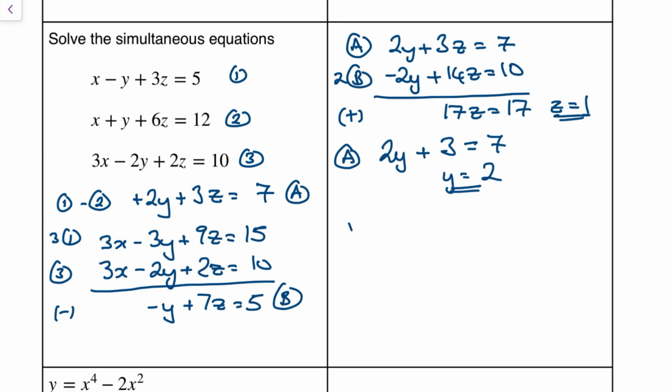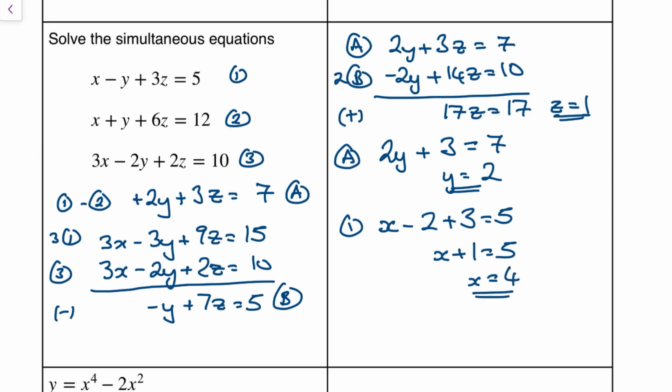So I've got my z, I've got my y. Let's go all the way back to equation 1. And so equation 1 says x minus 2, which is y, plus 3 times z, which is 3, because z is 1, is equal to 5, which means x plus 1 is equal to 5, which means x is equal to 4. There we go.